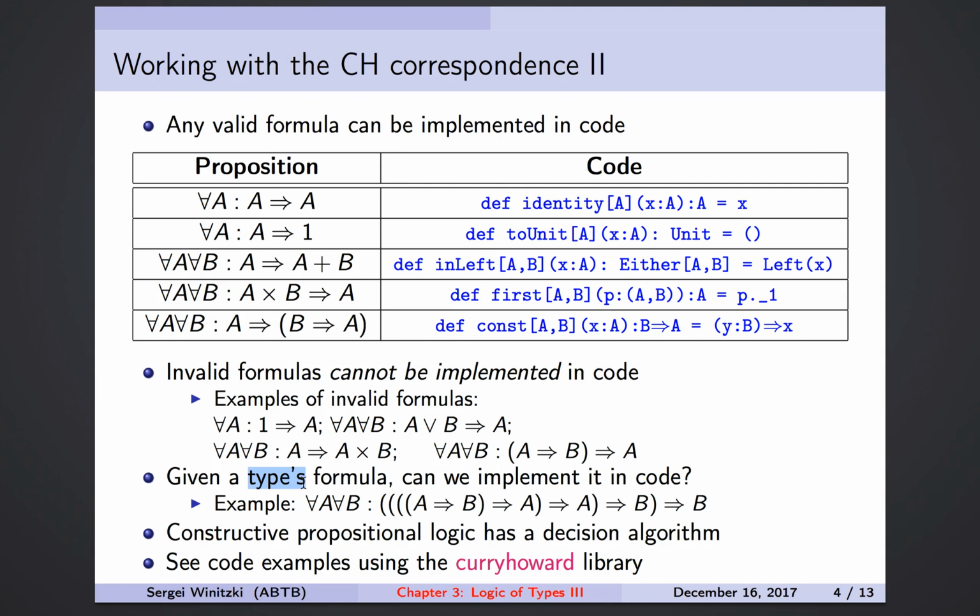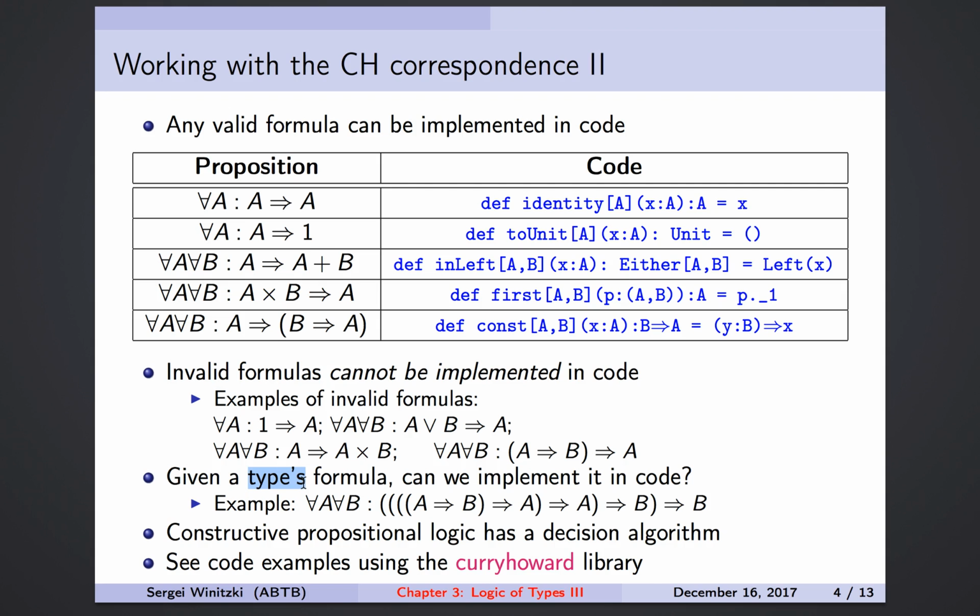So, as I said, valid formulas can be implemented in code, invalid formulas cannot. So suppose I have a formula, and I want to decide whether it can be implemented or not. So actually, since I'm interested in applications in functional programming, I'm only interested in the question of writing code.